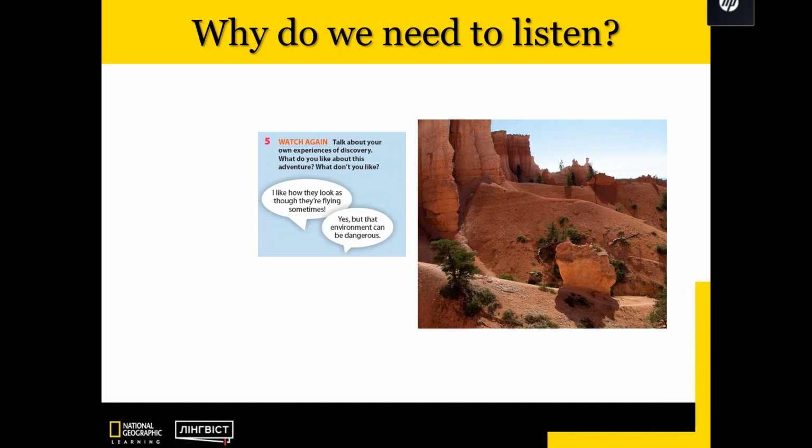And after, never skip this. After any activity, do some follow-up tasks. Ask them to talk about their own experience, about their own interests. So they have to get used to applying the information that they get to their experience. And by doing this, they will understand that we need to listen not because of the listening, but because after that we can use this information. We need to read not just because our teacher told us to, but because after that we can compare and add something to our own experience.